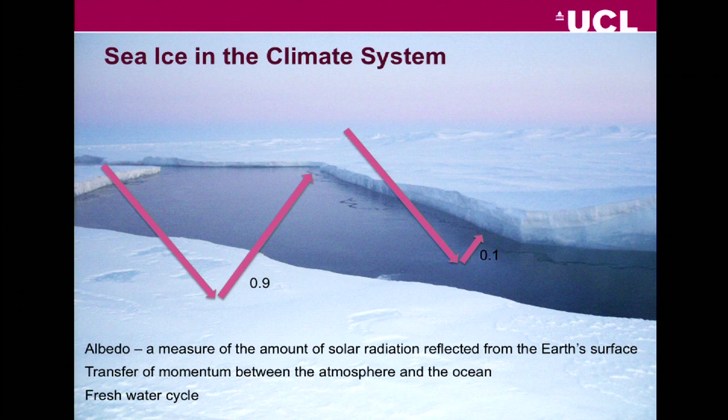But this isn't the only way the sea ice affects our climate. It forms on the ocean, so it forms a barrier between the atmosphere and the ocean. On the open ocean, the winds can freely move the water, but this isn't the case in the Arctic. So that's another effect that it can have on our climate system.